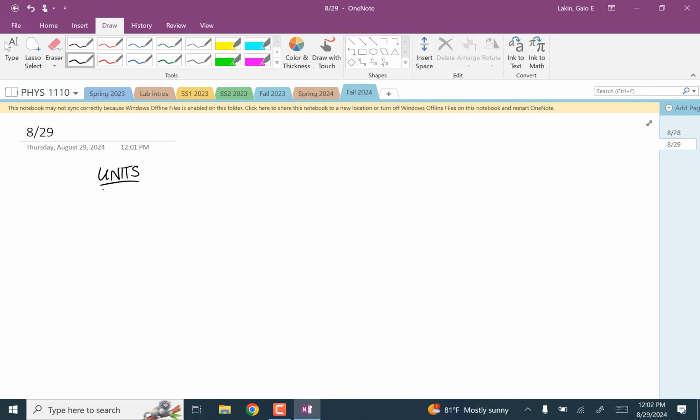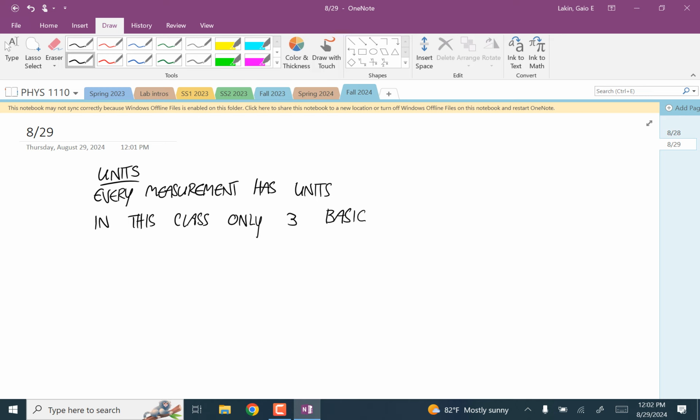Every measurement has units. And in this class, all of our units are going to be made up of 3 basic unit types. There are only 3 basic unit types, but you can use multiples of these to build up other units like meters per second, miles per hour, stuff like that.